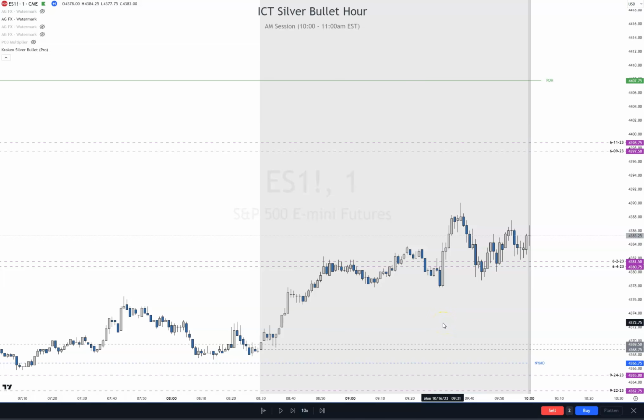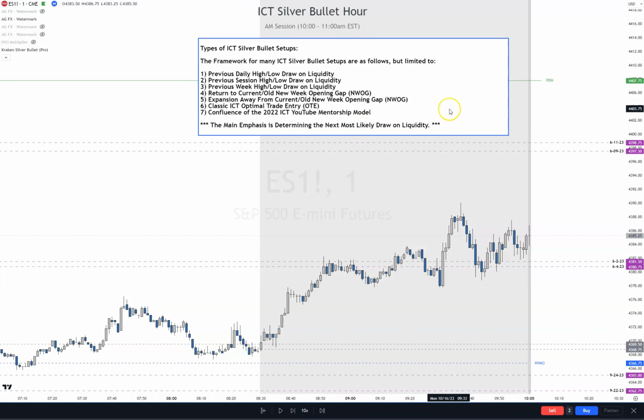Today I want to go over the AM Silver Bullet for Monday, October 16th. And before I do that, let's go over the rules that ICT came out with on the original Silver Bullet video that he came out with, okay? I know that recently he came out with one that was the market maker model Silver Bullet. That's the OG Silver Bullet. That's the original Silver Bullet, second stage of accumulation or distribution. That is the original, so OG Silver Bullet.